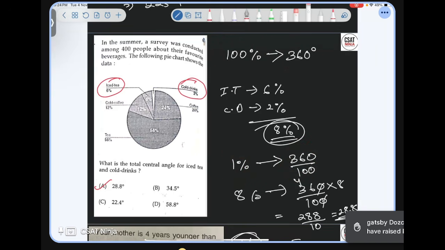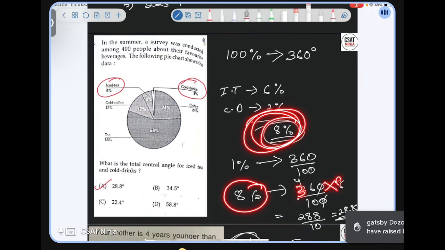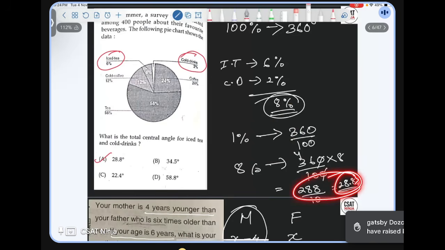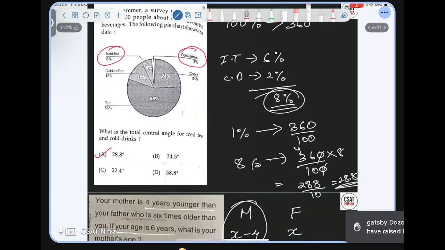So 1% will be this. We just need to find it for 8%. For 8%, you just multiply by 8. So if you solve this, you will get 28 point something. That's the answer here. I hope you are following me with that. Clear?